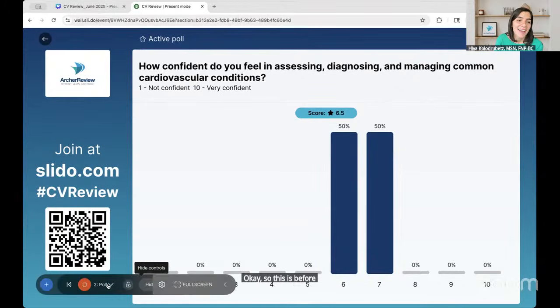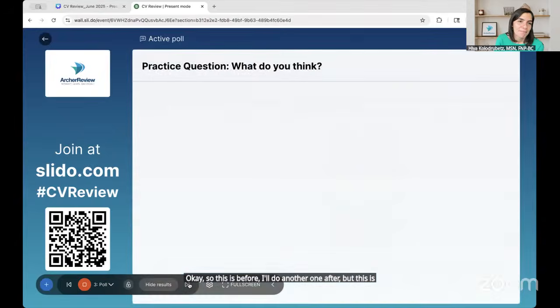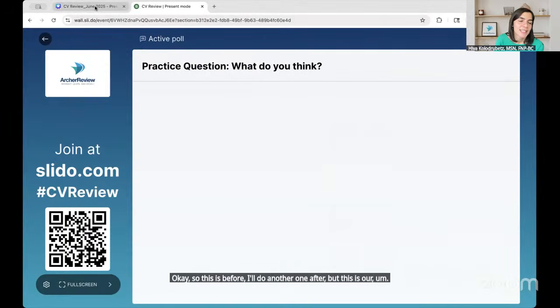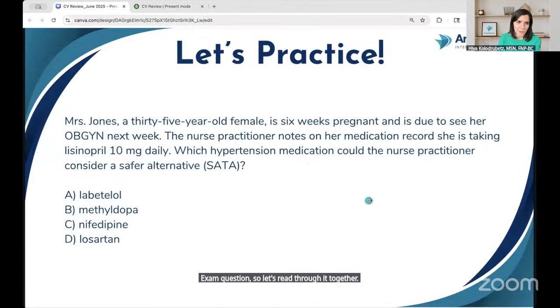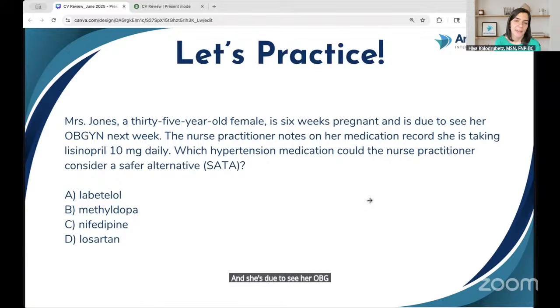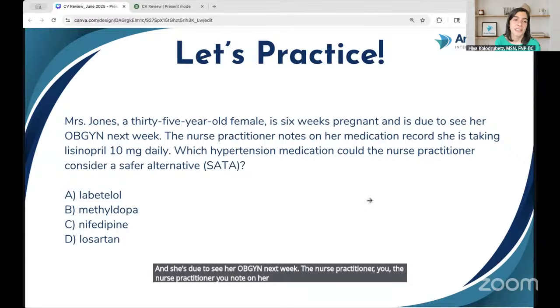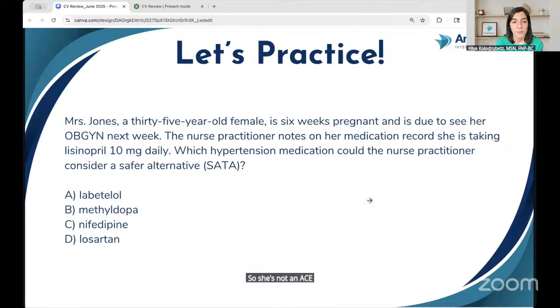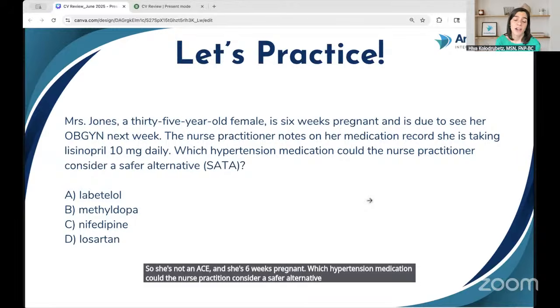I'll do another one after, but this is our exam question. So let's read through it together. So Mrs. Jones, 35-year-old female, she's 6 weeks pregnant, and she's due to see her OBGYN next week. The nurse practitioner, you note on her medication record, she's taking lisinopril 10 milligrams daily. So she's on an ACE and she's 6 weeks pregnant. Which hypertension medication could the nurse practitioner consider a safer alternative? And this is a select all that apply. That's what SATA stands for.